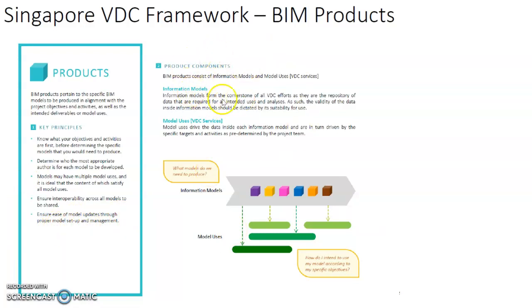Okay, so by product components, we are saying that the BIM product consists of information models and also the model users. Information models form the cornerstone of all the VDC efforts, as they are the repository. That means it's a location where the data resides. As such, the validity of the data inside the information model should be dictated by the suitability for use. And then you also have the model users. Model users can drive the data inside the information model, and they in turn are driven by the specific targets and the activities as predetermined by the project teams.